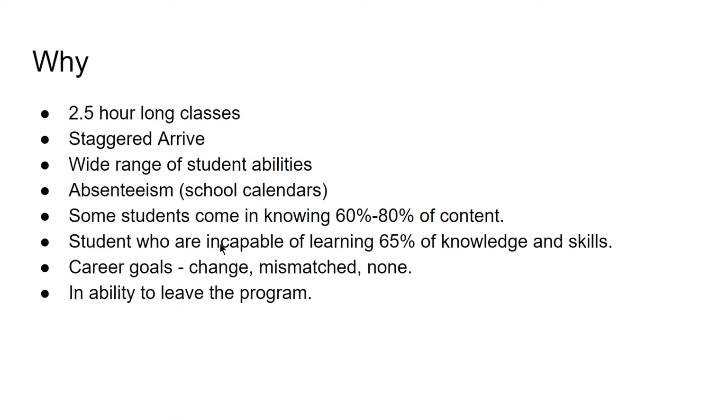Students who are incapable of learning 65% of knowledge and skills. I use 65, of course, because 65 is a passing. What would happen here is that we'd get students from the regional school, regional alternative school, or from special ed sometimes, who would have extensive IEPs or issues where they would just not be able to achieve certain knowledge or skills. Now, in the past, those students were discouraged from being in the program or whatever.